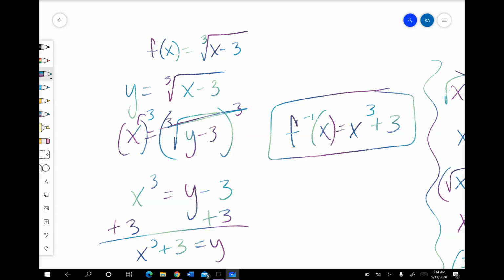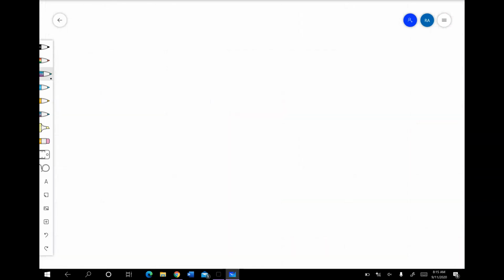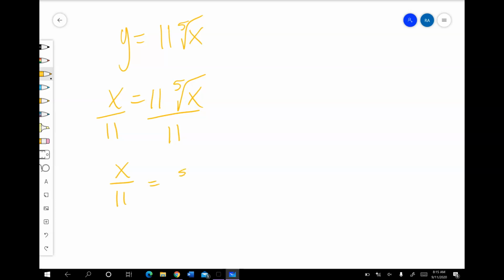Okay? All right, last problem I'm going to do. Okay, so I've got y equals 11 times the 5th root of x. I don't need to change anything to y, it's already there. So now I'm going to say x equals 11 times the 5th root of y. So you've got to work it out. I'm going to get rid of that 11, so I'm going to divide by 11. Now I have x divided by 11 is equal to the 5th root of y.